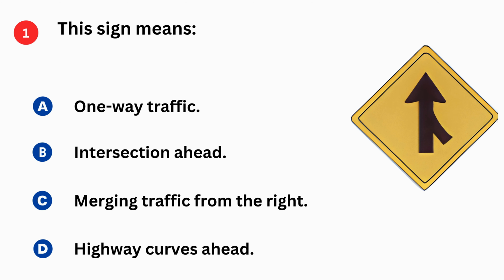This sign means A. One-way traffic. B. Intersection ahead. C. Merging traffic from the right. D. Highway curves ahead.